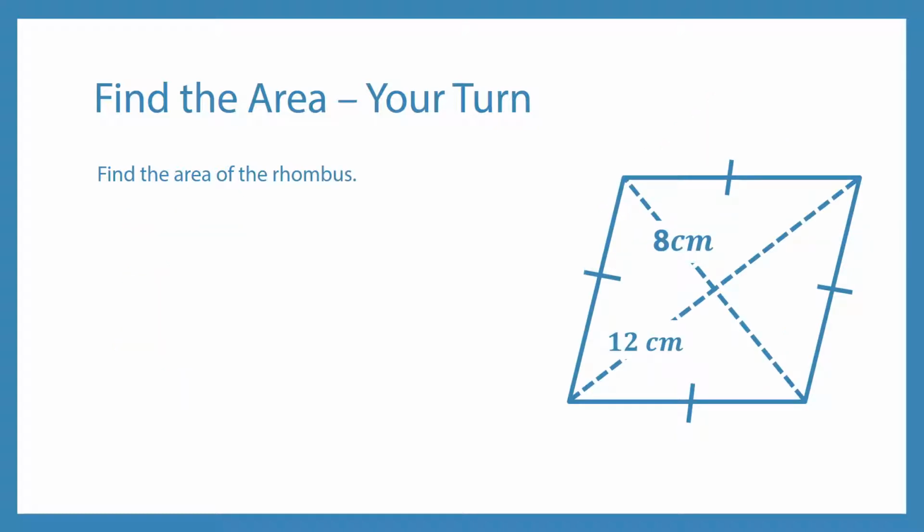Can you find the area of this rhombus? So our area, half xy, so it's going to be a half of 8 times 12, which equals 4 times 12, which is 48 square centimeters.